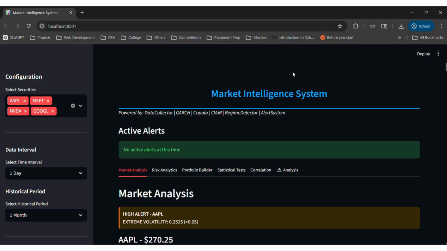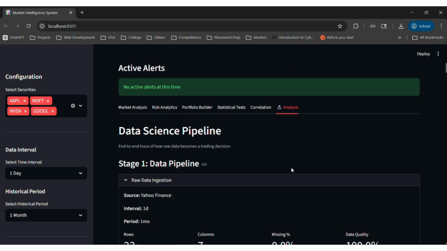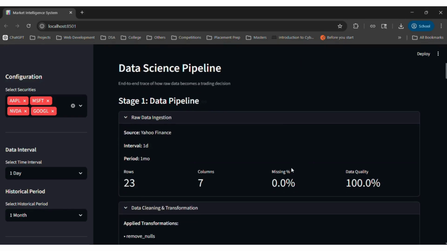Hello everyone. In this demo, I'll be presenting a project titled Data-Driven Intraday Market Analysis. The system is a data science-driven financial analytics platform that transforms raw market data into statistical insights, market regimes, and actionable investment decisions. The system uses data from the Yahoo Finance API.